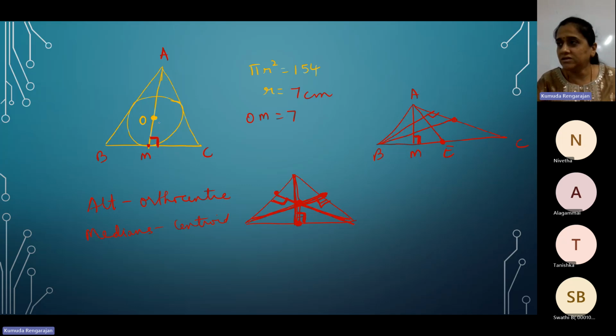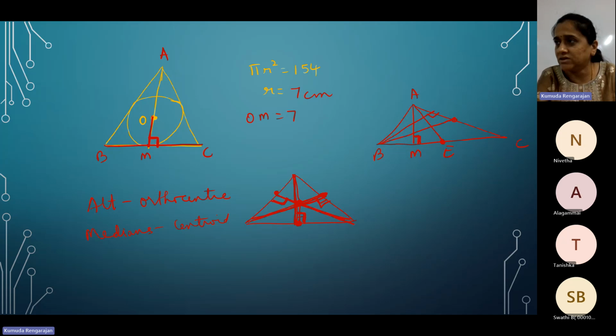Also, if you learn the chapter circles, you know that the radius is perpendicular to the tangent at the point of contact. OM is the radius, and BC is the tangent. So this is 90 degrees. Okay, so where are we now? Coming back to this, we are given what? The area of the inscribed circle. And we have to find the perimeter of the triangle.